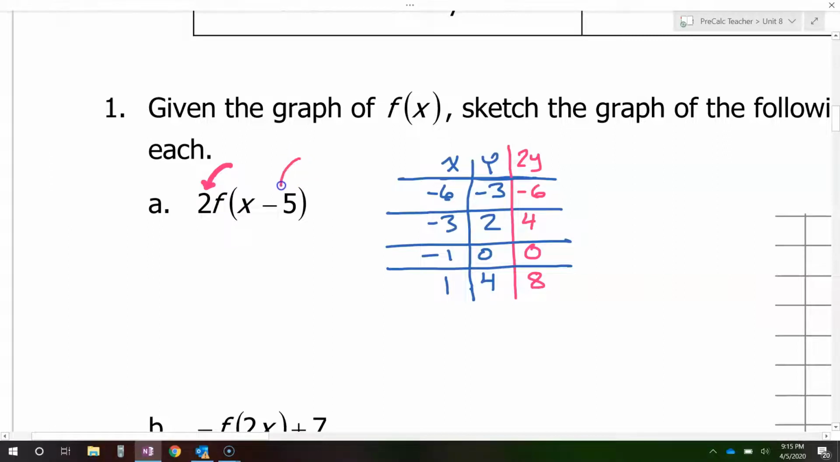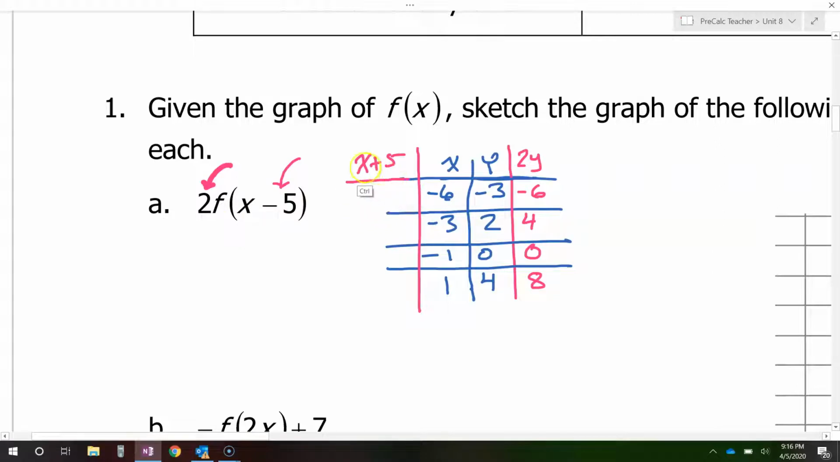Now anything happening inside the function is happening to the x values. However, it's going to be the opposite of whatever it looks like. So because we have x minus 5 right here, we're actually going to be doing x plus 5. That is just how this works. So everything inside the function happens to the x values, but it's the opposite of what it looks like. If it seems to be -5, we're going to add 5. If it looks like we're dividing by 2, we're going to multiply by 2. Everything is opposite land in here.